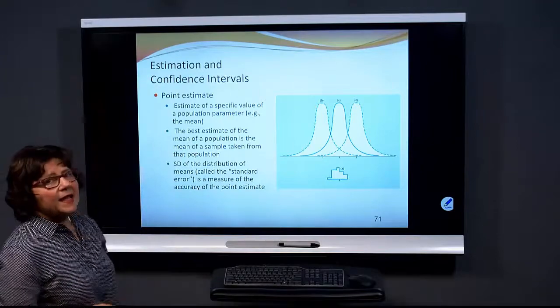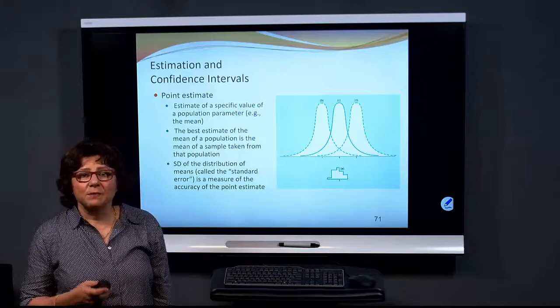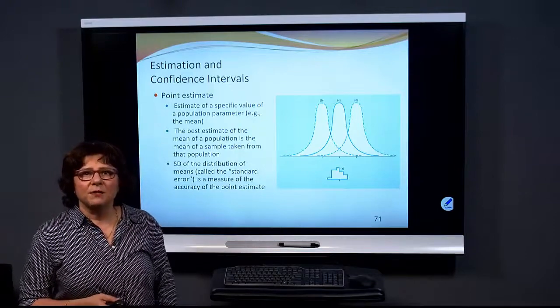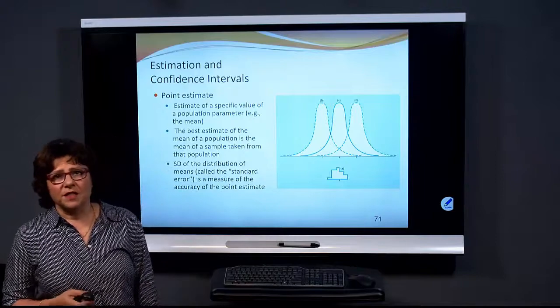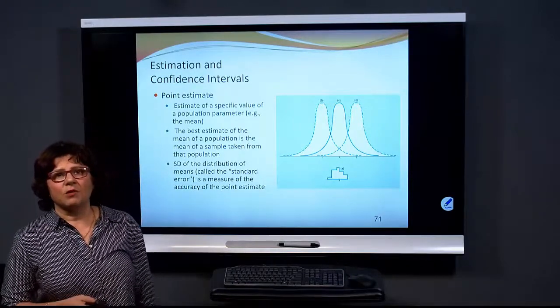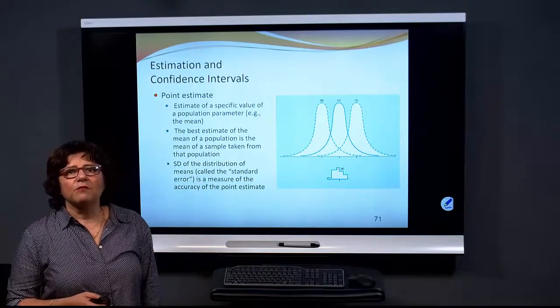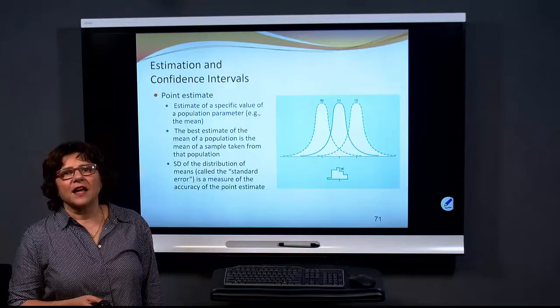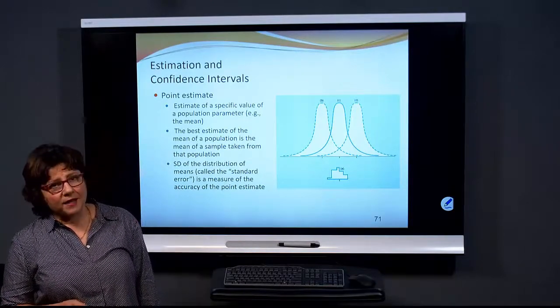Now, a point estimate is the estimate of a specific value of a population parameter, and the best estimate of the mean of the population is the sample mean that has come from that population. And the standard deviation of the distribution of means is called a standard error and is a measure of the accuracy of that point estimate.